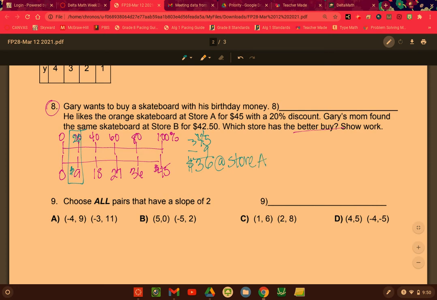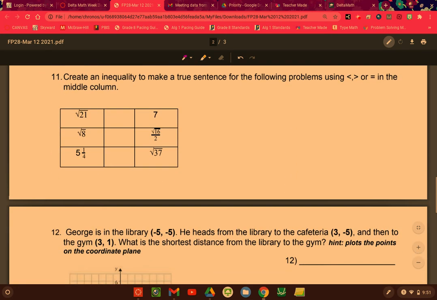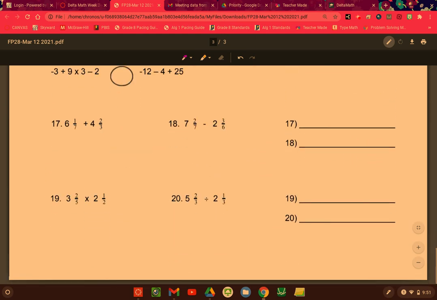So which one is the better deal? I think it's the orange skateboard at store A for $36 at that discount. His mom found a skateboard, but it costs more, so we're going to say store A. Okay, and that's how it's written. I believe it's a drop-down menu on Teacher Made. Okay, great. I think this might be the last one. Let me make sure. Yep.